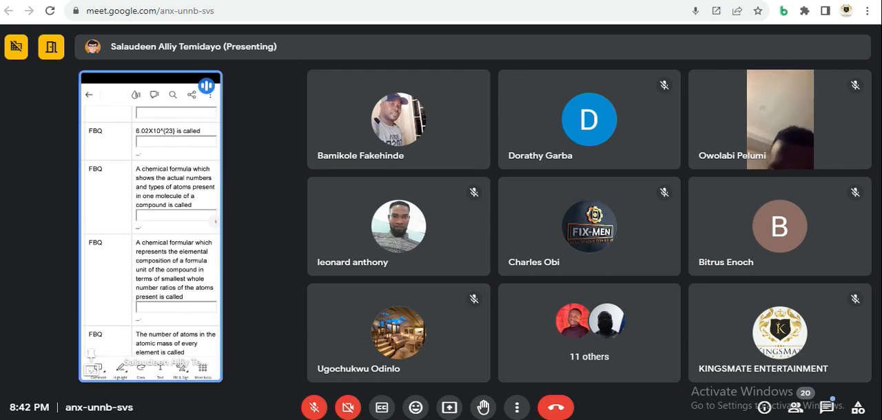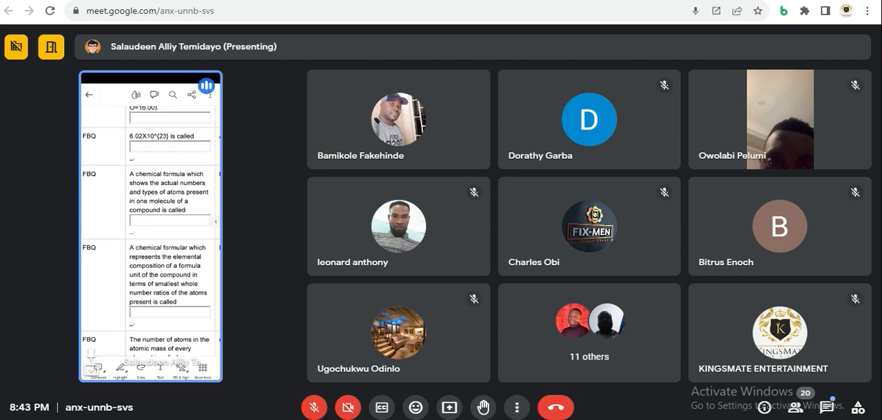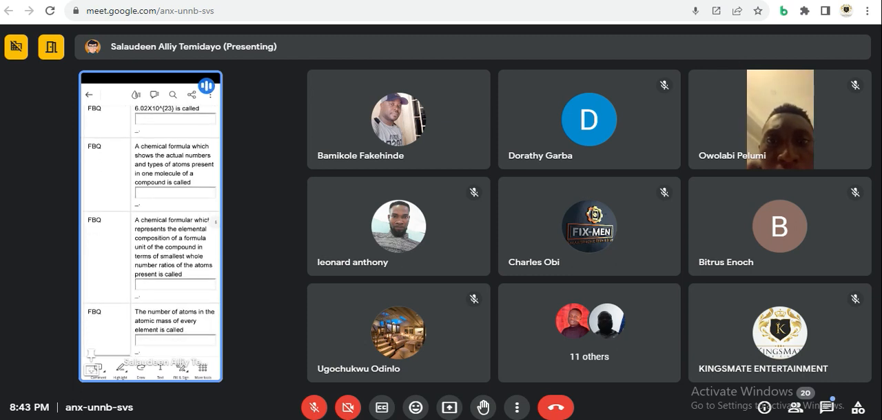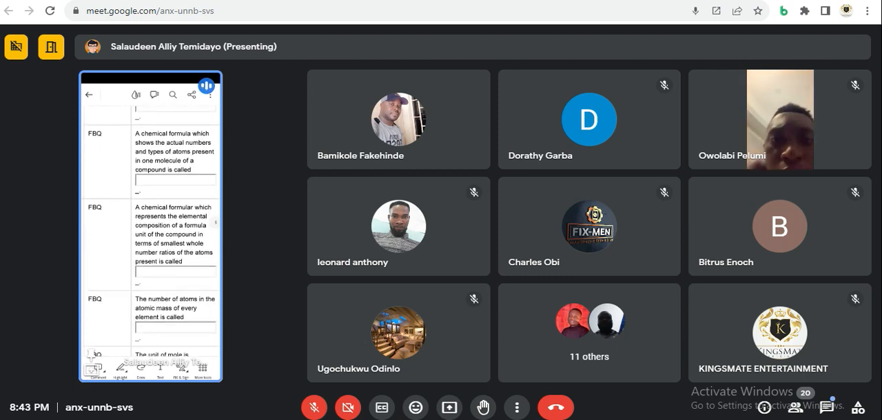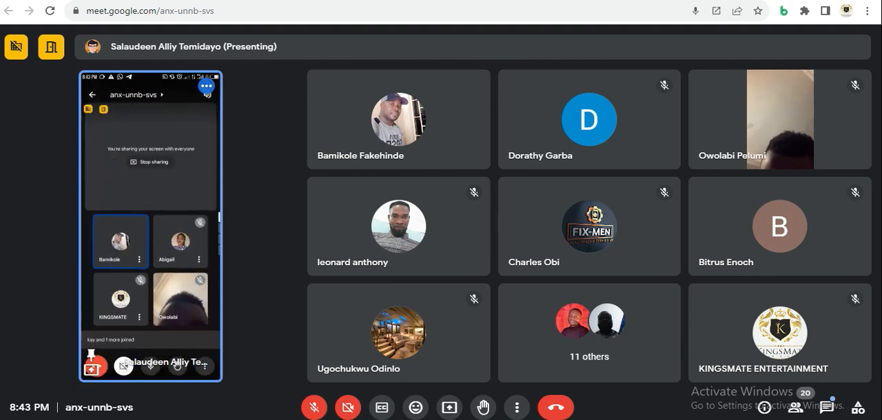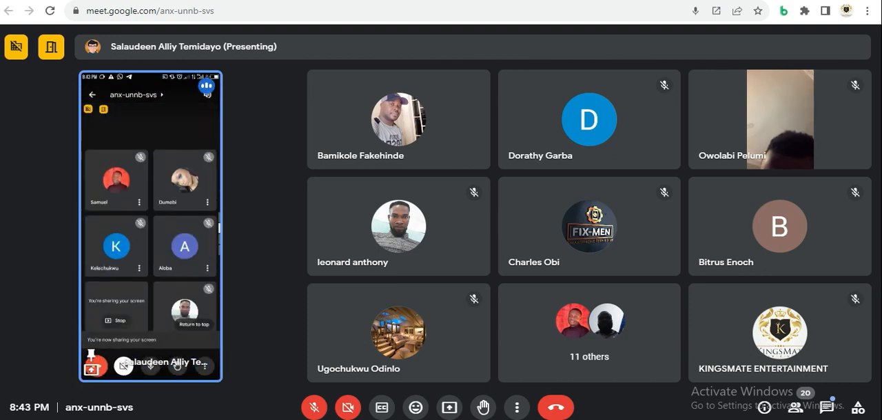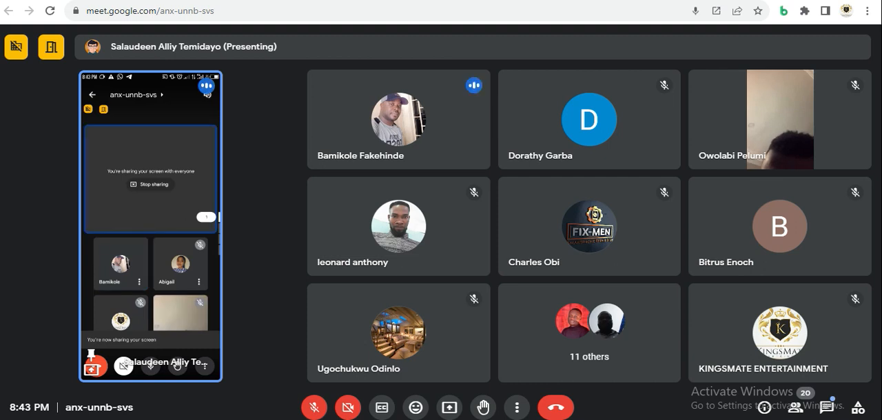A chemical formula which represents the elemental composition of a formula unit of the compound in terms of the smallest whole number ratio of the atoms present is called what? This is actually what I explained earlier. That is the empirical formula. In terms of the smallest whole number, that means it has been cut into ratios. Smallest whole number, that's what it implies.